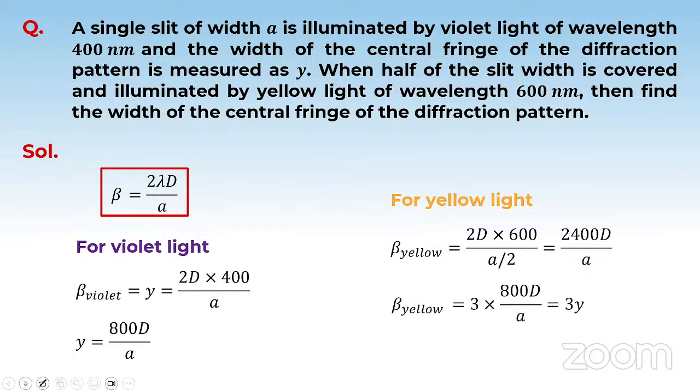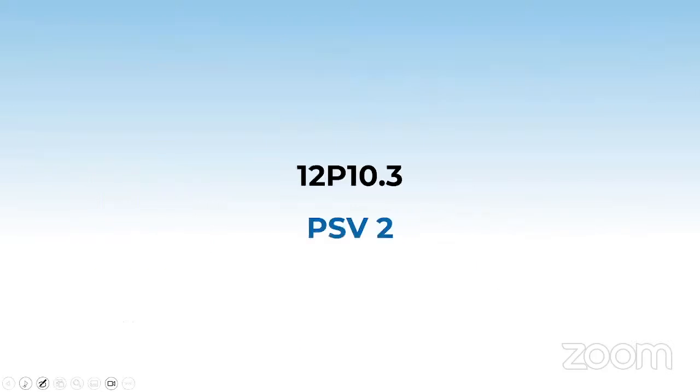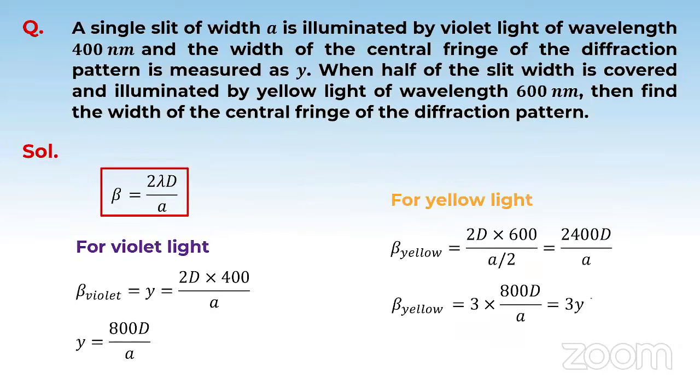So what will be the width of the central fringe? 3y. Look, how much is this? 3 times of y. Now my width will become 3 times of the previous width. Does anyone have any doubt? Any kind of doubt, guys? You can ask if you are having any kind of doubt. You can ask. Is this question clear to you? Any yes and no?